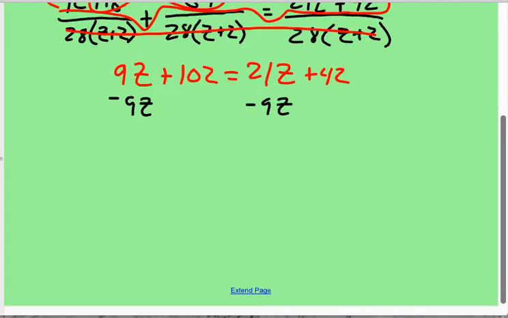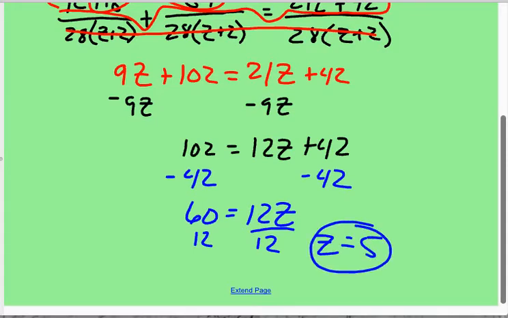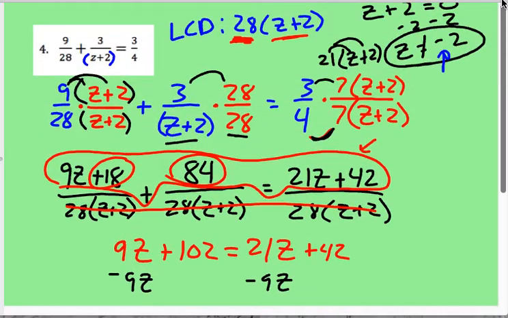What do I end up with? 102 equals 12z plus 42. Subtracting 42 from both sides, I get 60 equals 12z. And once again, dividing both sides by 12, I get z equals 5 in this case. Okay? Z equals 5. So let's go back up here.